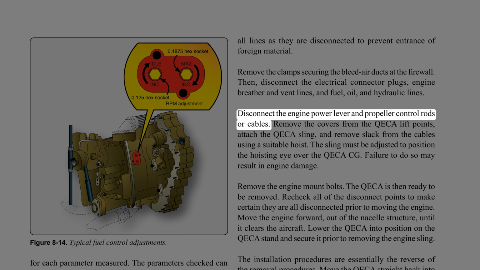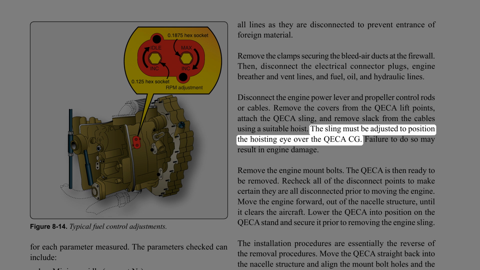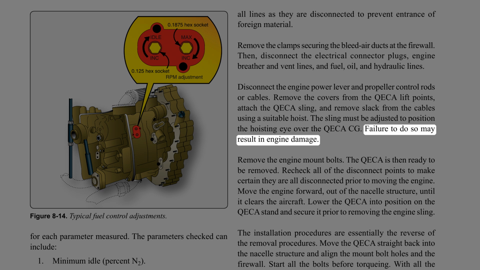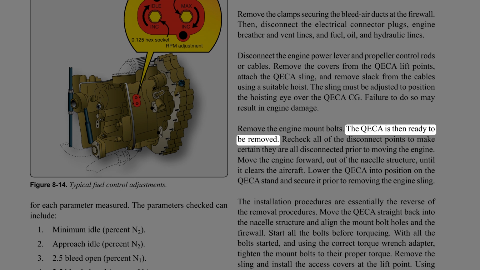Disconnect the engine power lever and propeller control rods or cables. Remove the covers from the QECA lift points. Attach the QECA sling, and remove slack from the cables using a suitable hoist. The sling must be adjusted to position the hoisting eye over the QECA. Failure to do so may result in engine damage. Remove the engine mount bolts. The QECA is then ready to be removed.